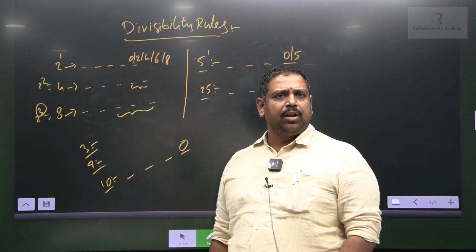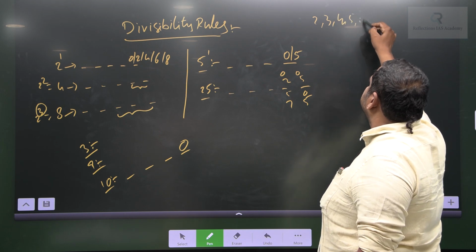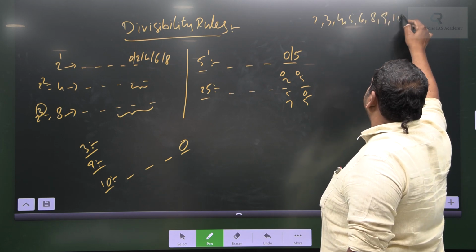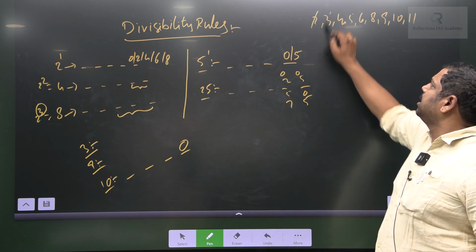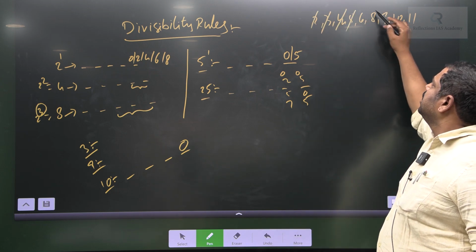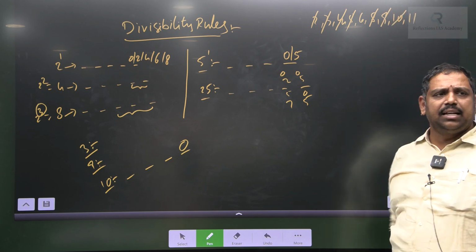Up to this, okay? Now observe 2, 3, 4, 5, 6, 8, 9, 10 and 11. These divisibility rules everybody has to know. 2 completed, 3 completed, 4 completed, 5 completed, 8 completed, 9 completed, 10 completed. The left ones are 6 and 11.